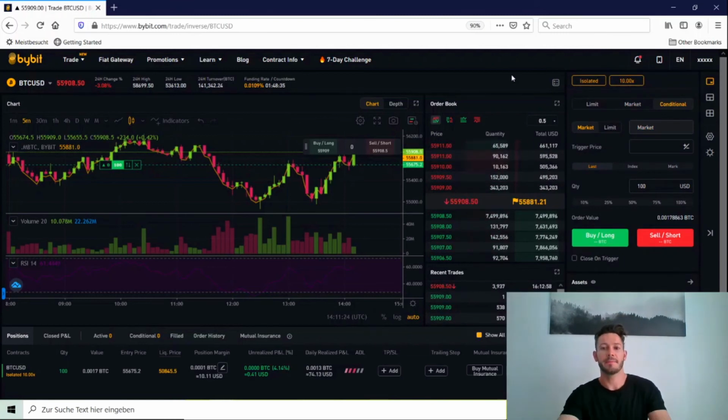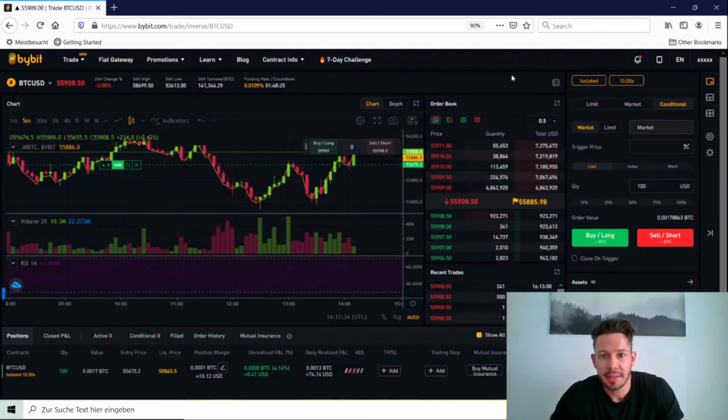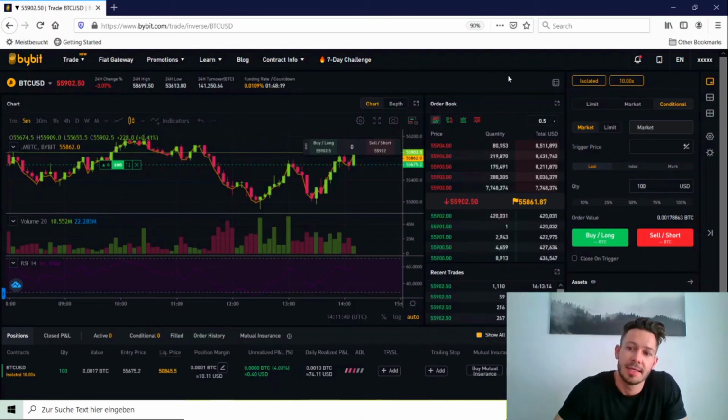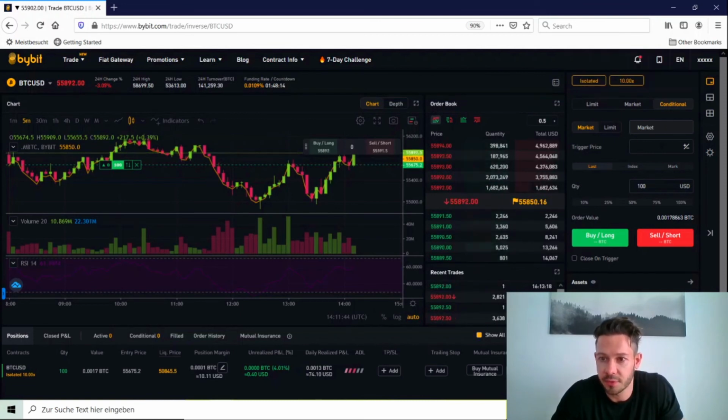Let's say we made our analysis and let's say the price is in a triangle, okay? And we want to trade the breakout. So, and we don't know if the price is going to go up or down, okay? In which direction is the price going to break out? This is a good use case for this type of order, let's say.